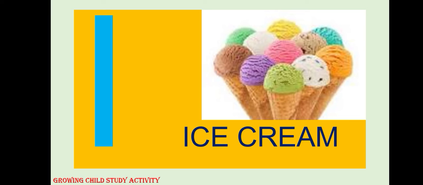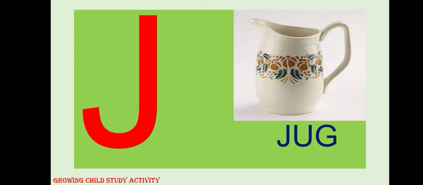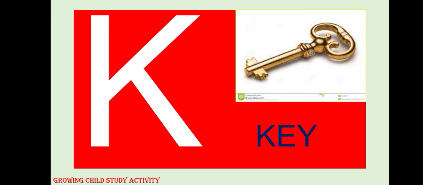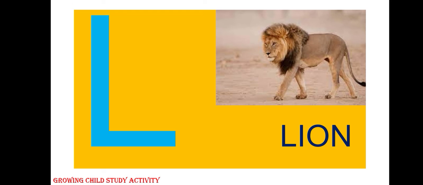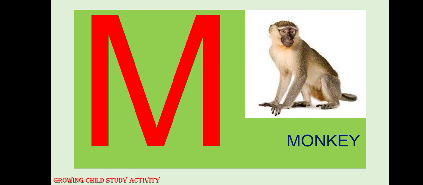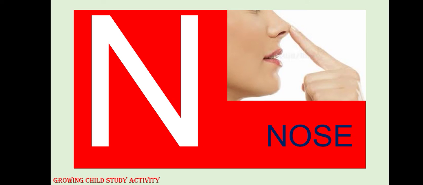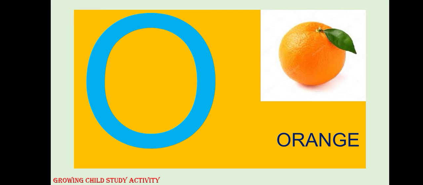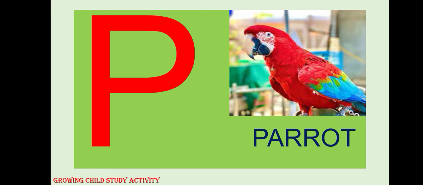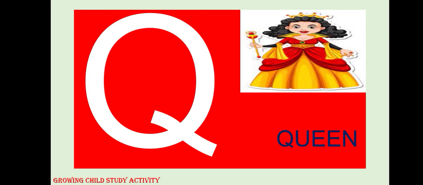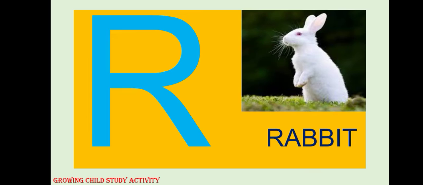I for ice cream. J for jug. K for key. L for lion. M for monkey. N for nose. O for orange. P for parrot. Q for queen. R for rabbit.